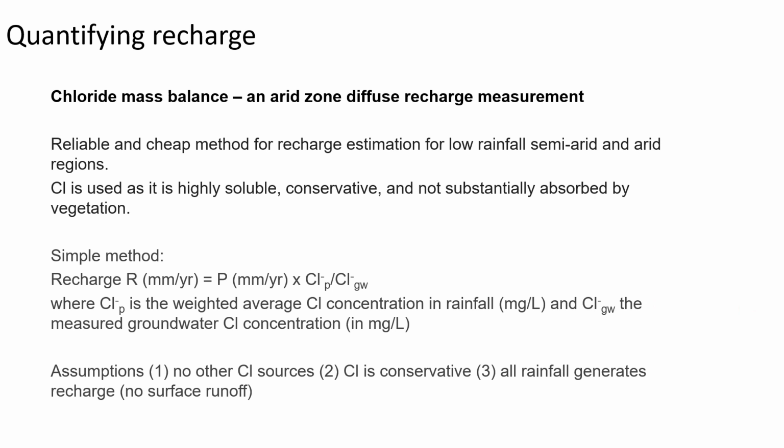And there are some assumptions of this method. It assumes there's no other chloride sources. The only chloride source is from the rainfall input that then gets stored in the soil zone as salt. It assumes that chloride is conservative, which is a reasonable assumption, and it also assumes that all rainfall generates recharge, so that rainfall is the only recharge source and there's no other sources of recharge. So if there was a leaking river or lake, that would have a different chloride concentration and this technique wouldn't work. Let's look at an example to help explain that better.